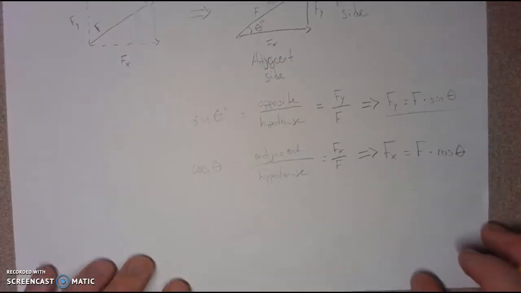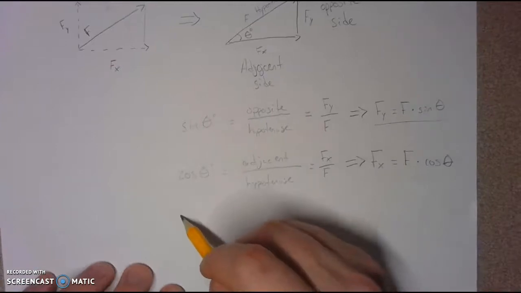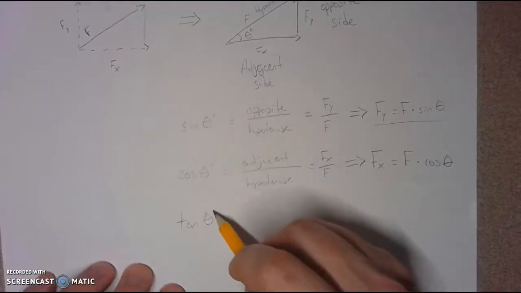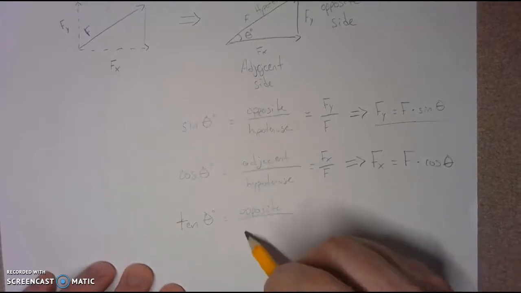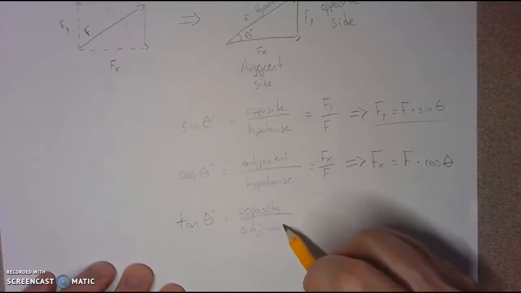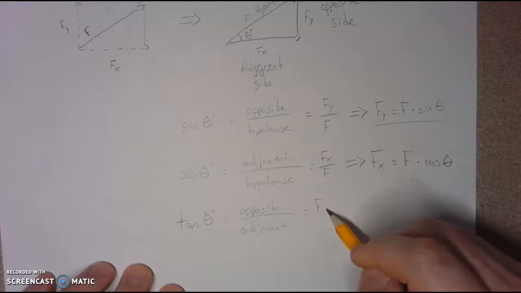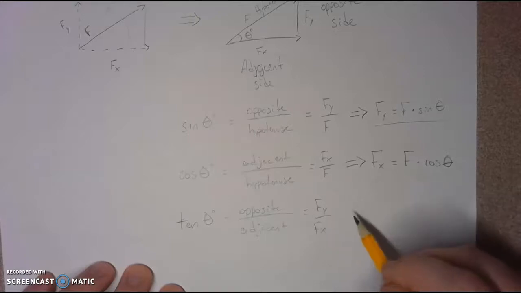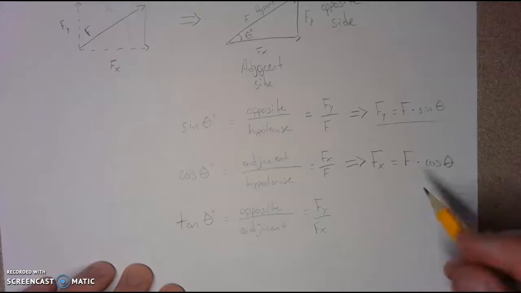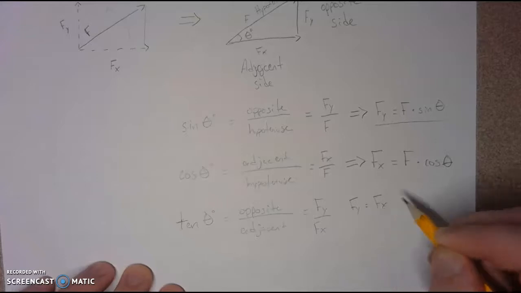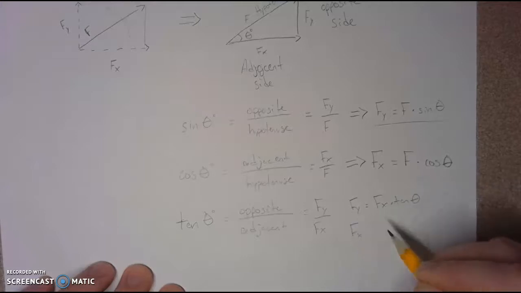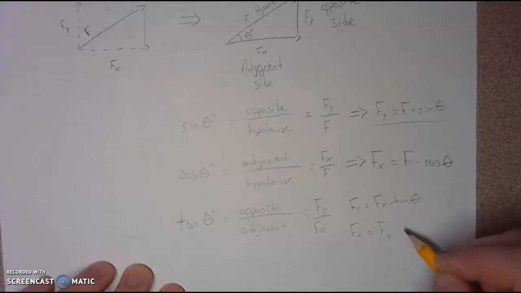Okay, then we've got one more. If you remember, we also have something called tangent, or tan theta. That's going to be equal to our opposite side over our adjacent side. So for us, it's going to be equal to Fy over Fx. So you can split this up two ways. You can either say Fy is equal to Fx times tangent theta, or you can say Fx is equal to Fy divided by tangent theta. Okay?